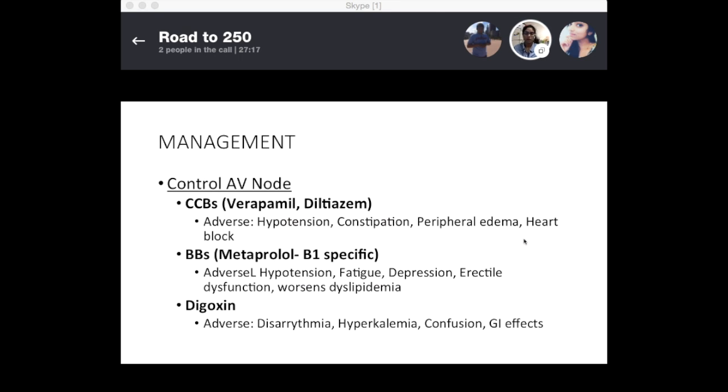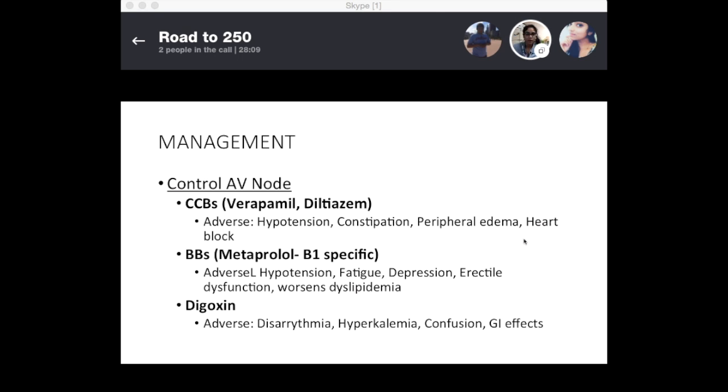And the adverse effects for these are going to be hypotension, constipation, peripheral edema, heart block. Could anybody tell me how the calcium channel blockers work, or why we would get these types of adverse effects? Because they control the rate. Yeah, they control heart rate, but what are they causing? Like, why would we see peripheral edema and constipation?